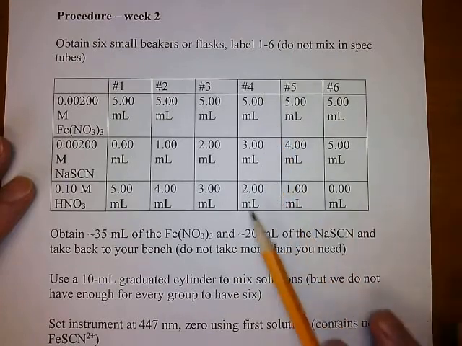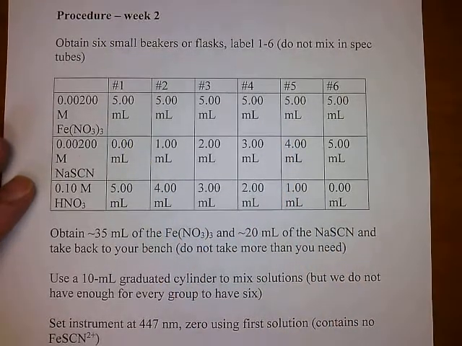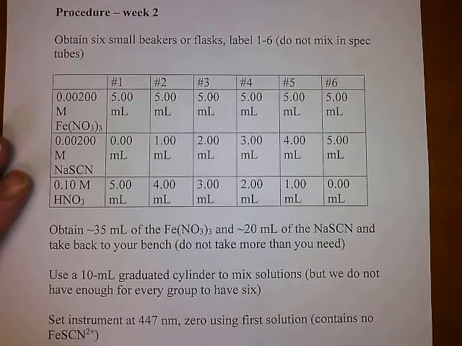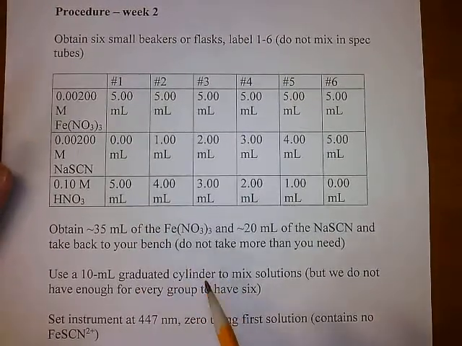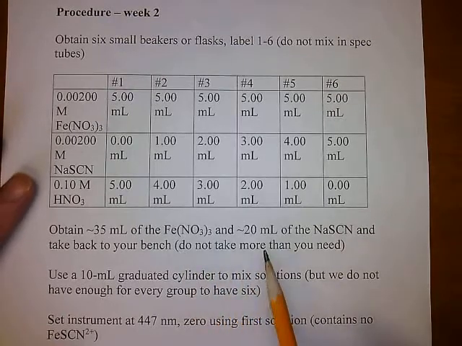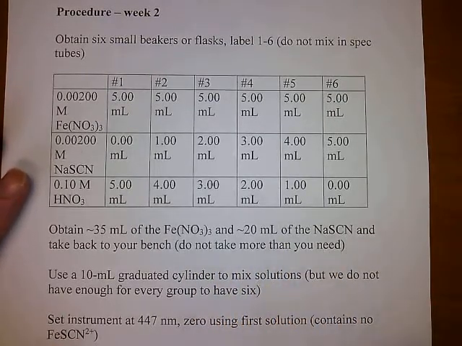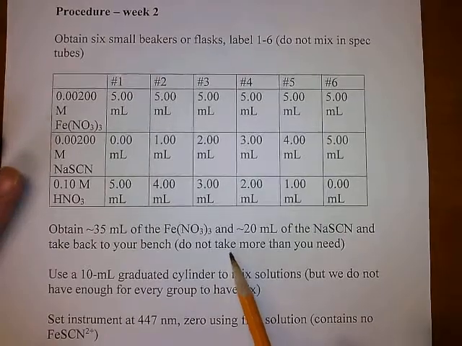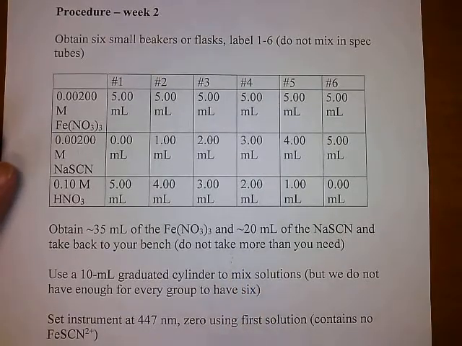5, 3, and 2, and so forth. In each case, the total volume is 10 mils. So you're going to obtain roughly 35 mils of ferric nitrate and 20 mils of sodium thiocyanate. Take back to your bench just so you don't have to keep going back to the hood, and do not take more than you need.